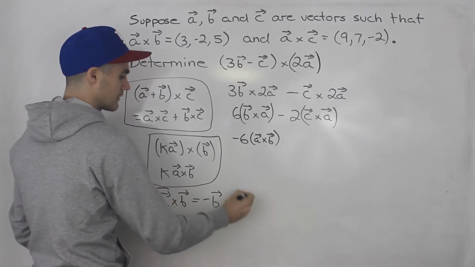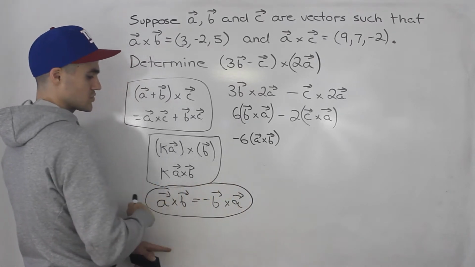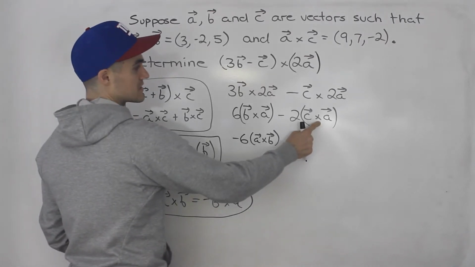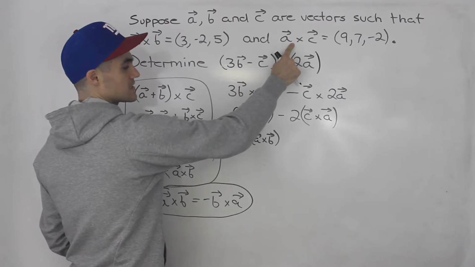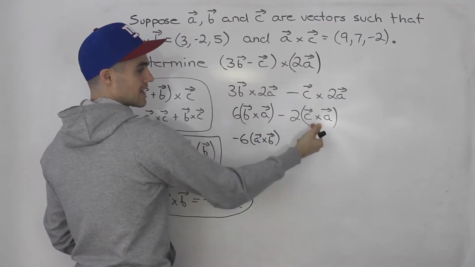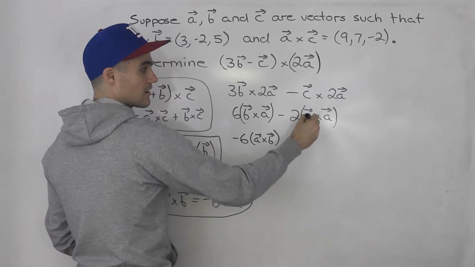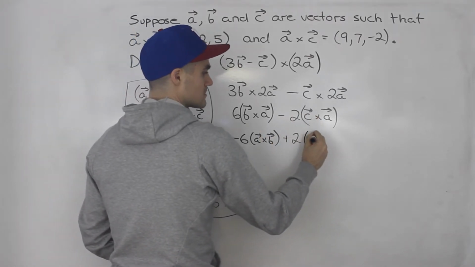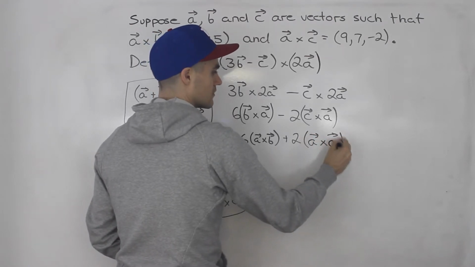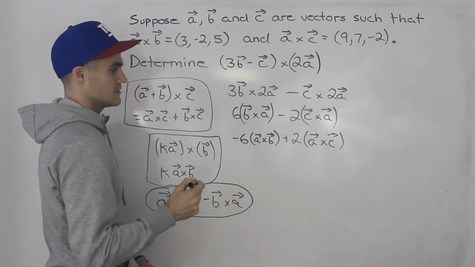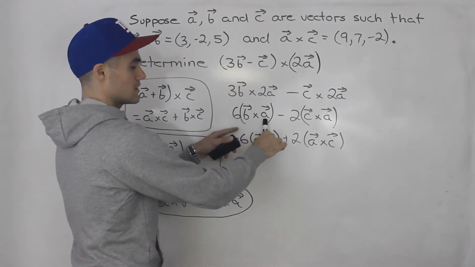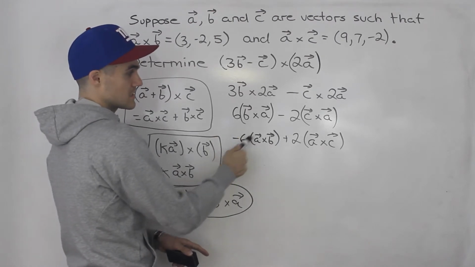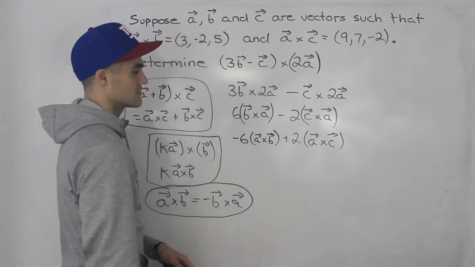We're applying this rule over here: when you switch the order for a cross product, the sign changes. Same thing here. We've got C times A, but we want A times C. So we're going to put a negative there, and then negative and negative make a positive. So pretty much everything stayed the same. We just switched the order, and then we switched the sign. This +6 turned into a -6, and this -2 turned into a +2.